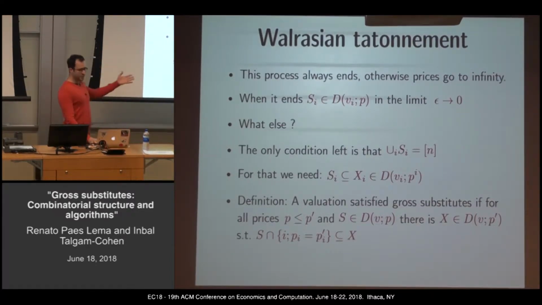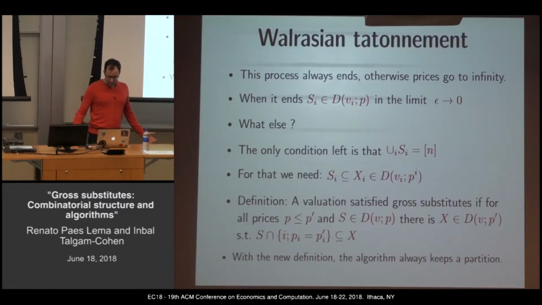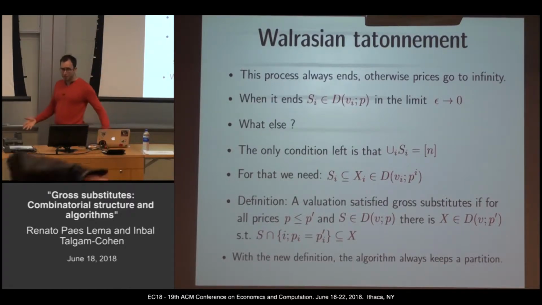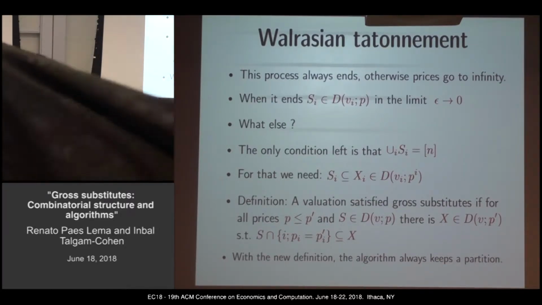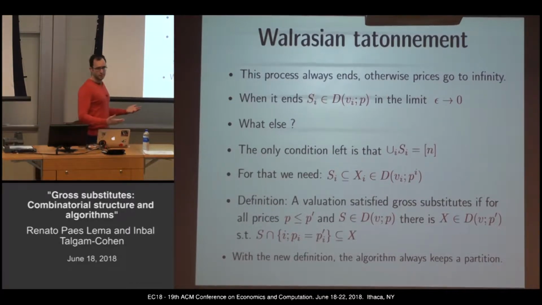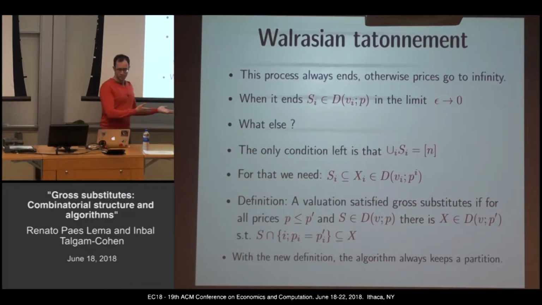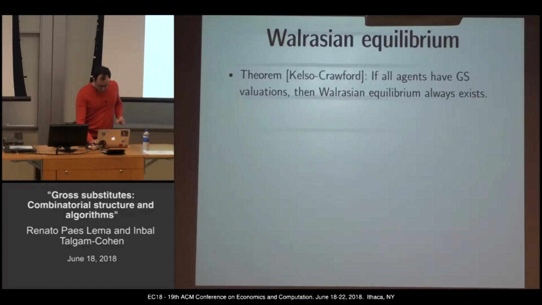Right, so that's the definition that actually makes the algorithm work. And under this new definition, the algorithm always keeps a partition. And at this point, the theorem writes itself. You can write, there is always a variation equilibrium for evaluations of gross substitutes, because you can just run this algorithm and arrive at equilibrium. So good. Theorem: GS valuations, variation equilibrium always exists.